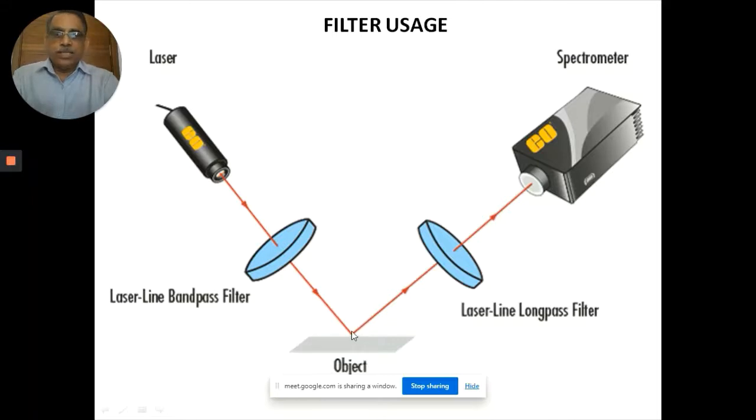Suppose I'm measuring a Raman or a fluorescence signal, they're always longer than the excitation source. So let us say you put a laser line long pass filter, it will cut the laser line and allow only the other signal. That's the way you can use this combination of two filters, one band pass for the laser, the other long pass for cutting the laser line. That's the way you can combine the filters and select the light that you want for your experimentation. This is the logic of the usage of filters.